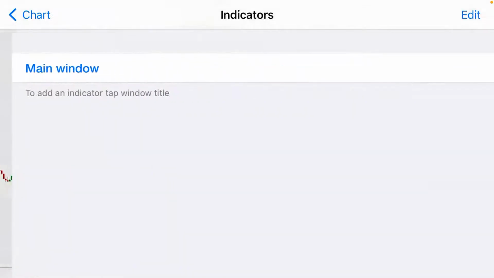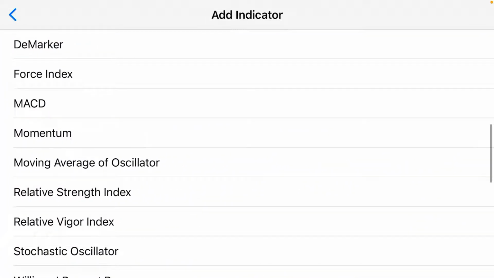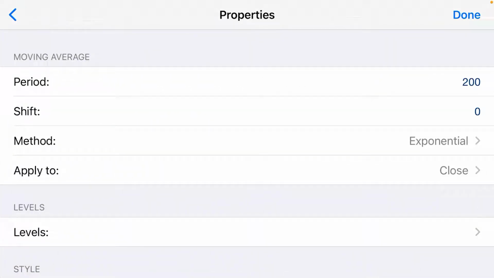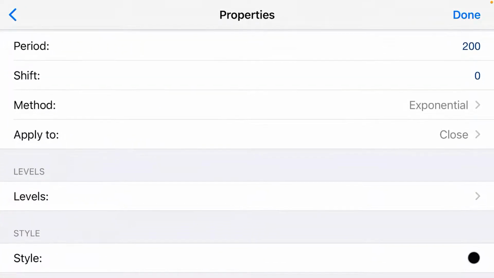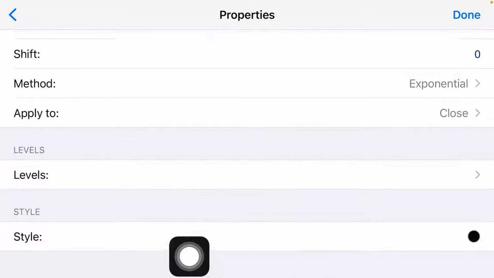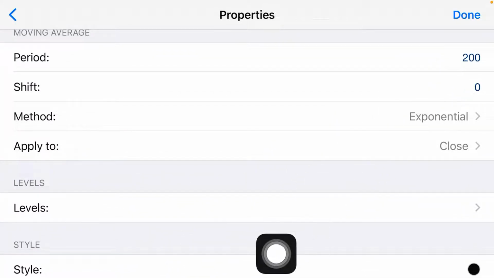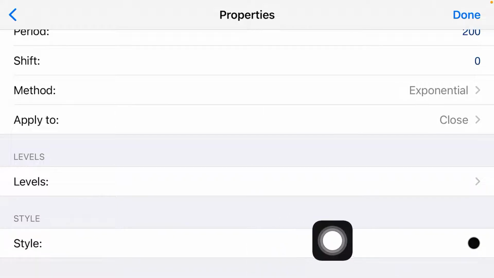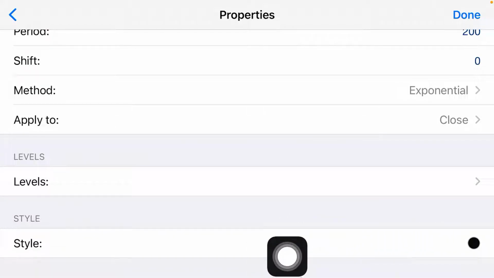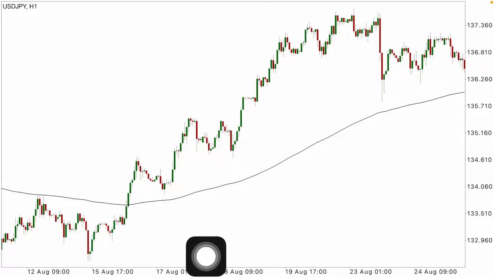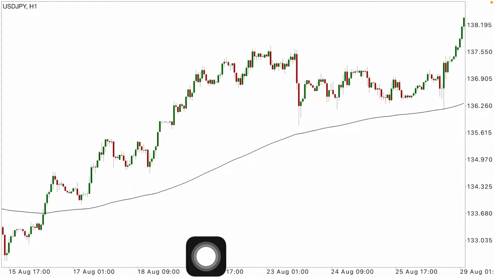You will come here and install the moving average indicator. First of all, you install the 200 moving average, period 200. The style color is black. So we install it. Done. This is the 200 EMA indicator.